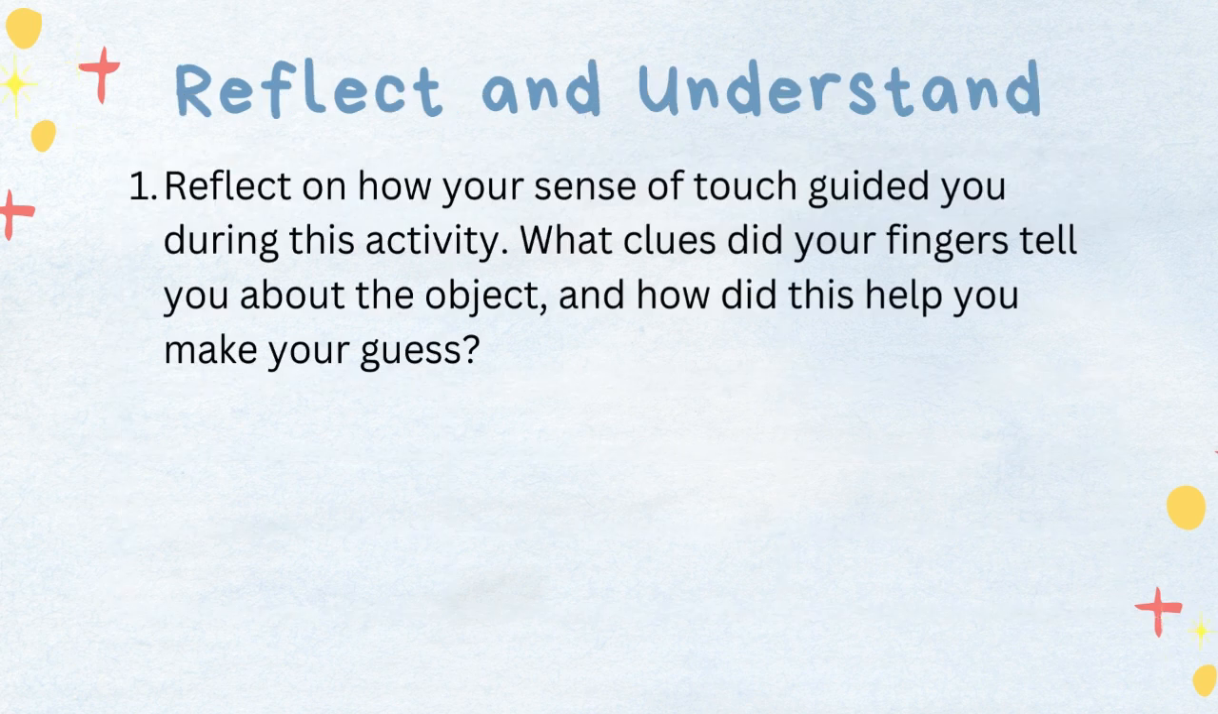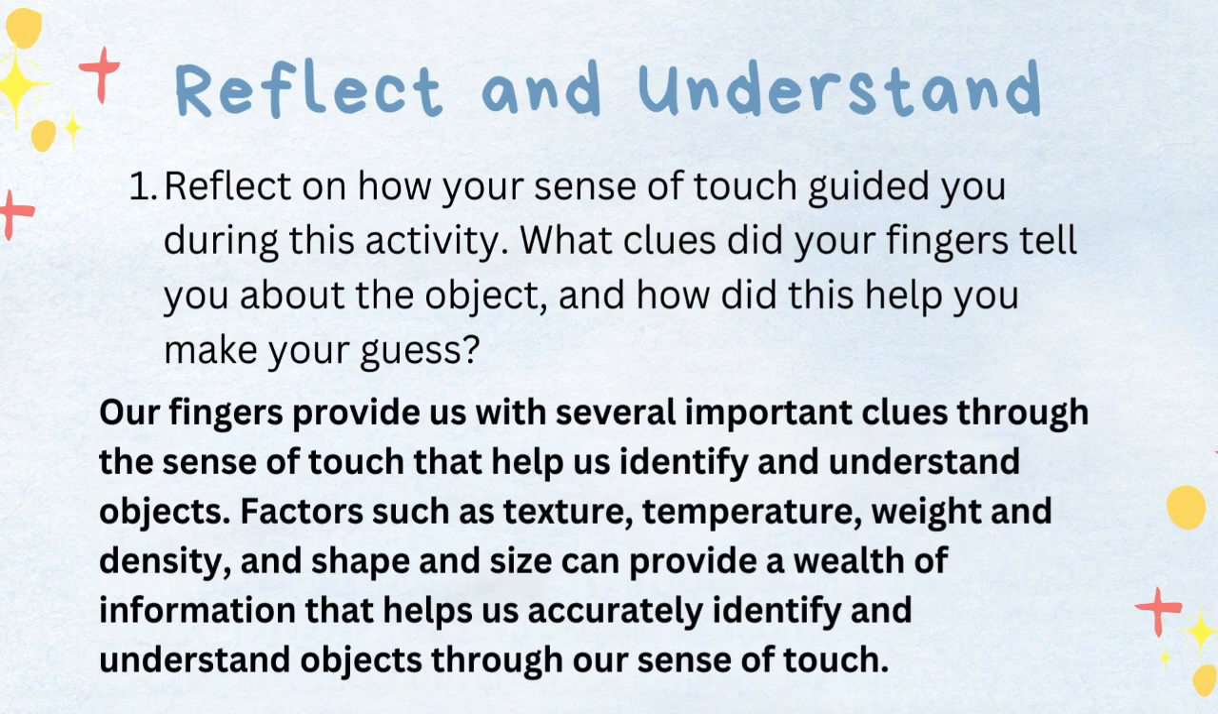Reflect and understand. Reflect on how your sense of touch guided you during this activity. What clues did your fingers tell you about the object, and how did this help you make your guess? Our fingers provide us with several important clues through the sense of touch that help us identify and understand objects. Factors such as texture, temperature, weight and density, and shape and size can provide a wealth of information that helps us accurately identify and understand objects through our sense of touch.